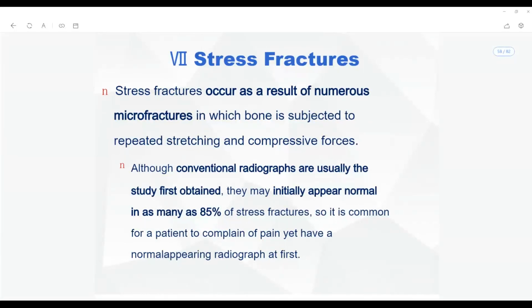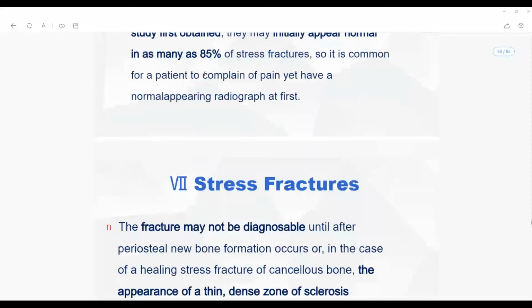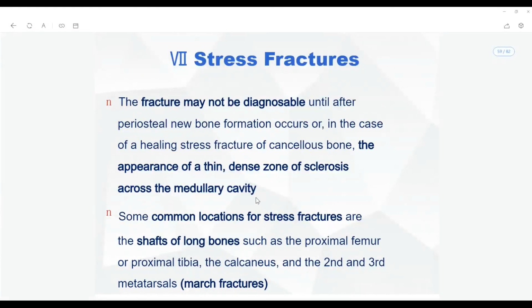Right. Then stress fractures are a very different thing, which may not be related to physical abuse, but may be related to overuse of the bones. What happens is that there will be a dense zone of sclerosis and the bones appear thin, with a zone of sclerosis along the medullary cavity. These stress fractures generally happen along the shafts of the long bones, generally the proximal tibia and the fibula, or what are generally called the March fractures.